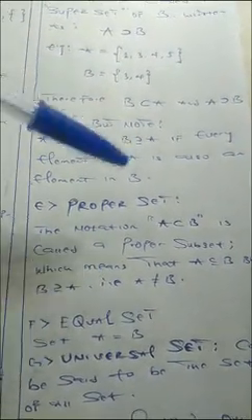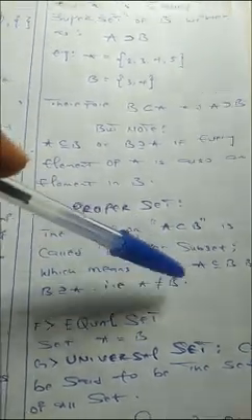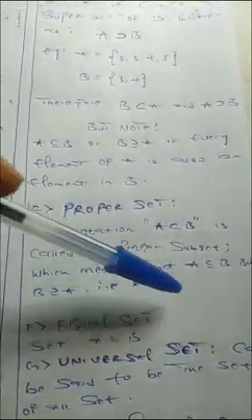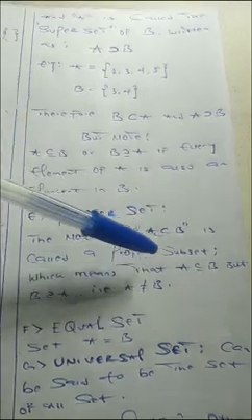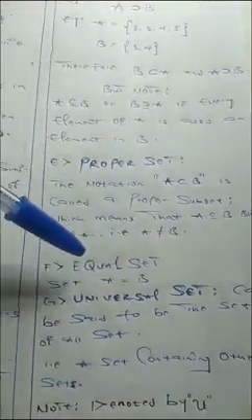One of them must be greater. Like one of them is either B is bigger than A or A is bigger than B. One of them must be bigger. That's the concept of proper set. That's why it's like this. Proper sets. Now move over to the next one, equal sets.